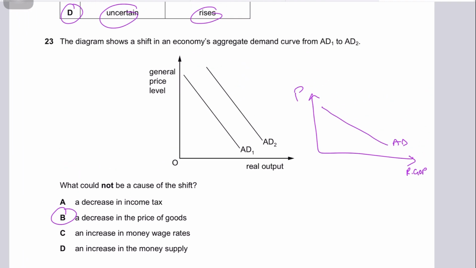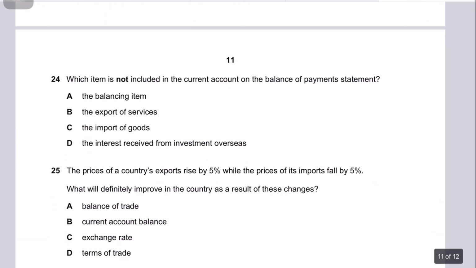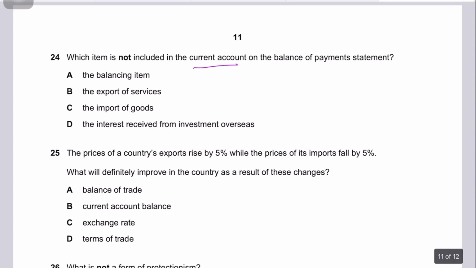Anyways, question number 24 states which item is not included in the current account. Obviously, a current account records your inflows and outflows of money, for reasons such as export and import of goods and services, which is recorded as the balance of trade. Export and import of services, that is balance of services. Net income flows, that is your primary income. Your net current transfers, that is your secondary income.